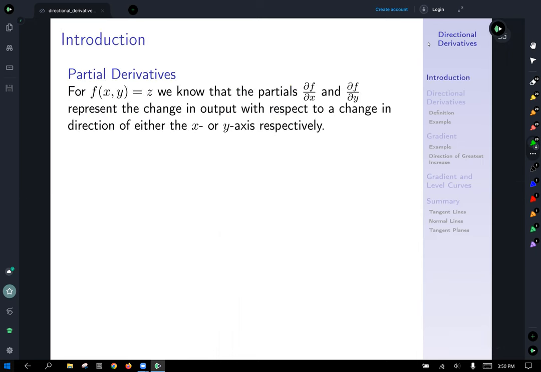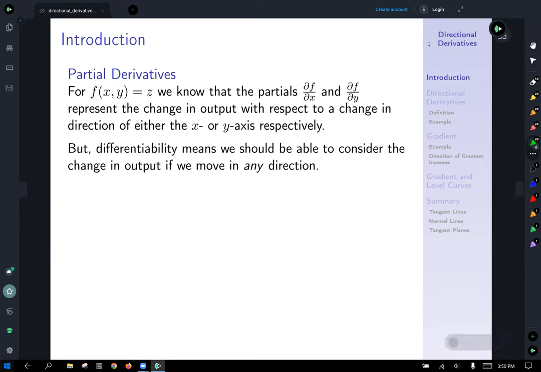So as usual, let's look back at things we've seen and what we know so far. We know partial derivatives. If we have a function f of x, y equal to z, there are partials of f with respect to x and y, and they represent the change in the output with respect to a change in direction of the x or y axis respectively. Okay, what else do we know?